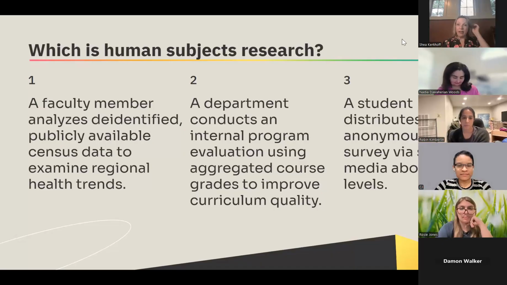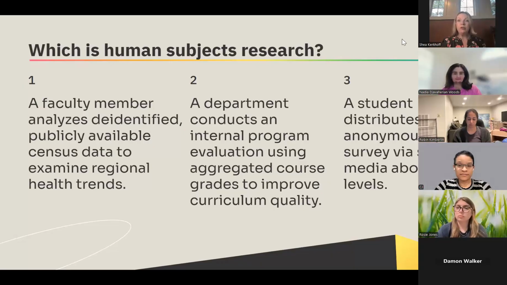Yes. So evaluations are evaluations. Evaluations are not research, even if you use the exact same methods. Evaluation methods are the same methods as research methods, but the goal is different. The goal is to improve curriculum quality.